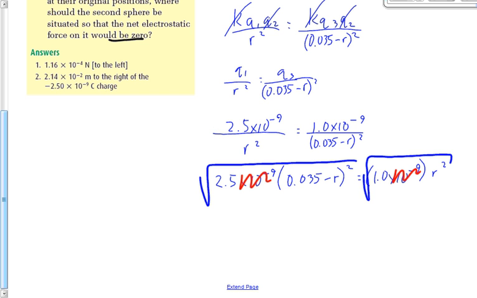What's the square root of 2.5? Somebody figure that out, please. Square root of 2.5. Okay. So we got 1.58 times 0.035 minus R. The square just disappeared. Equals, well, the square root of 1 is 1 times R. Well, now it's looking a lot better. Still not pretty, but it's looking a lot better.